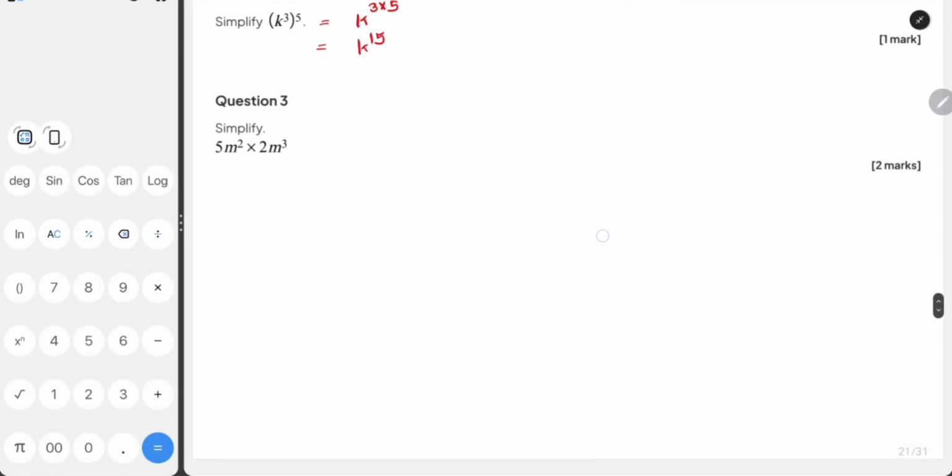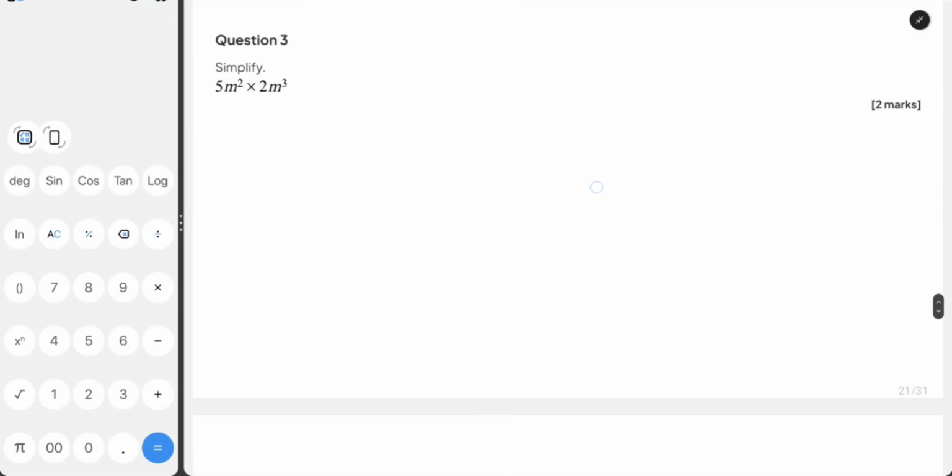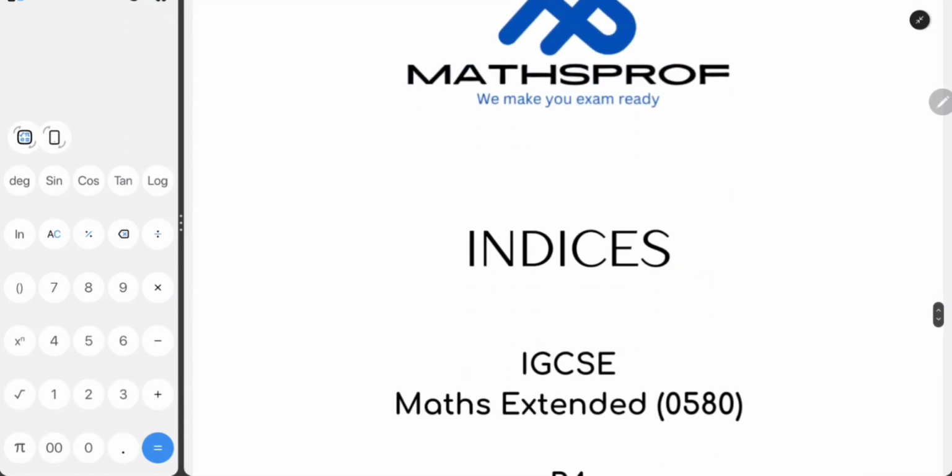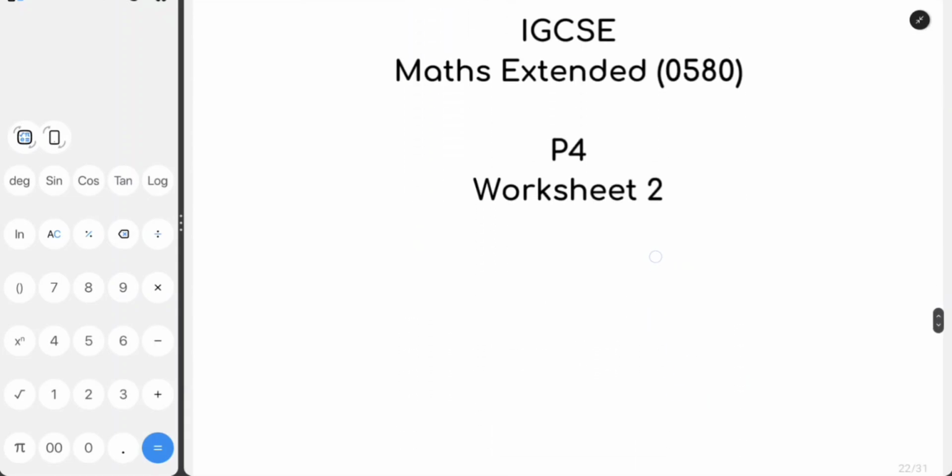Third question, 5m square multiplied by 2m cube. So first of all, we'll multiply the coefficients. 5 into 2, that's 10, and m raised to 2 plus 3, because in multiplication bases are same, so we add the powers. So that will be 10 m raised to 5. I hope it's clear till here. Let's jump to the second worksheet.